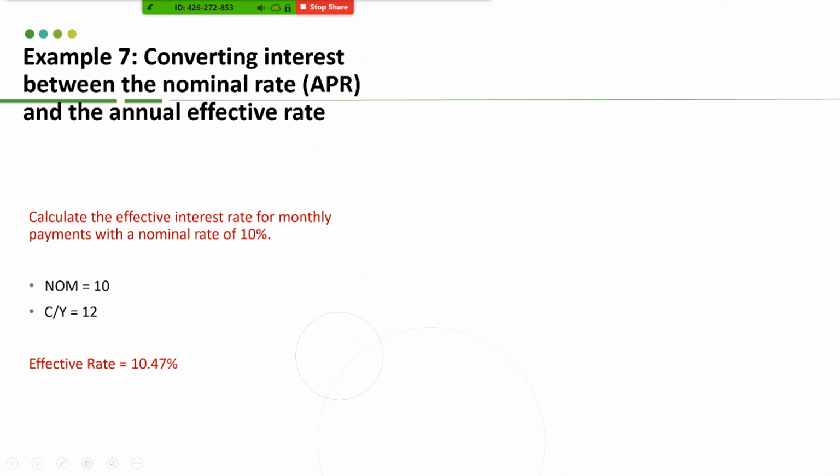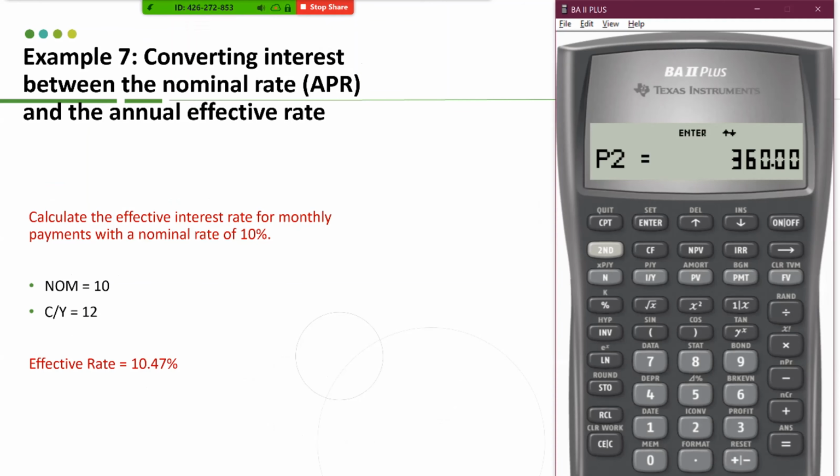Okay, for the next one, this one is quite simple. Calculate the effective interest rate for monthly payment with a nominal rate of 10%. So you need to use I conversion, which means interest conversion worksheet. It's at button number 2, so in order to access it, you need to press second and then button number 2. I advise you to clear the worksheet first. So what is the nominal rate? Nominal rate will be 10%. So you press 10 and then you press enter.